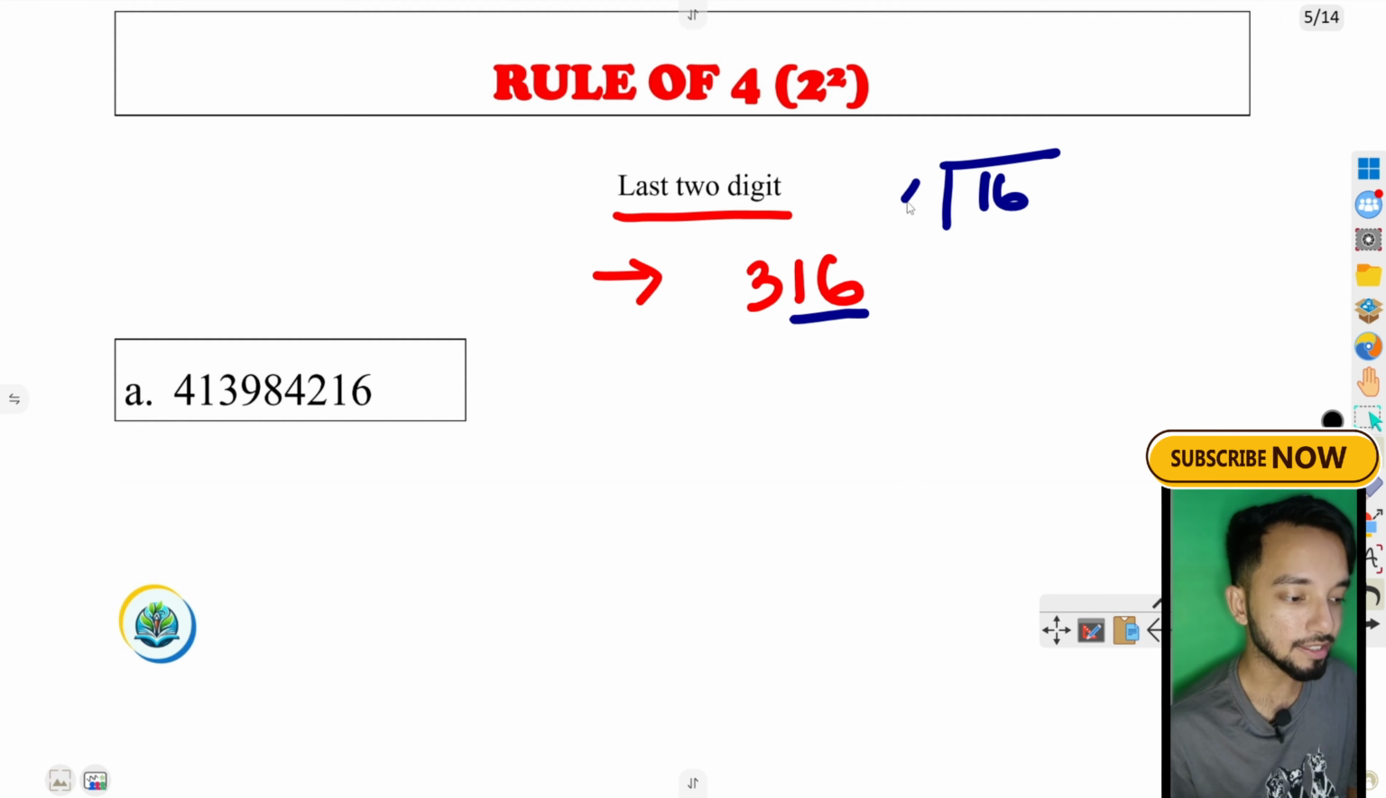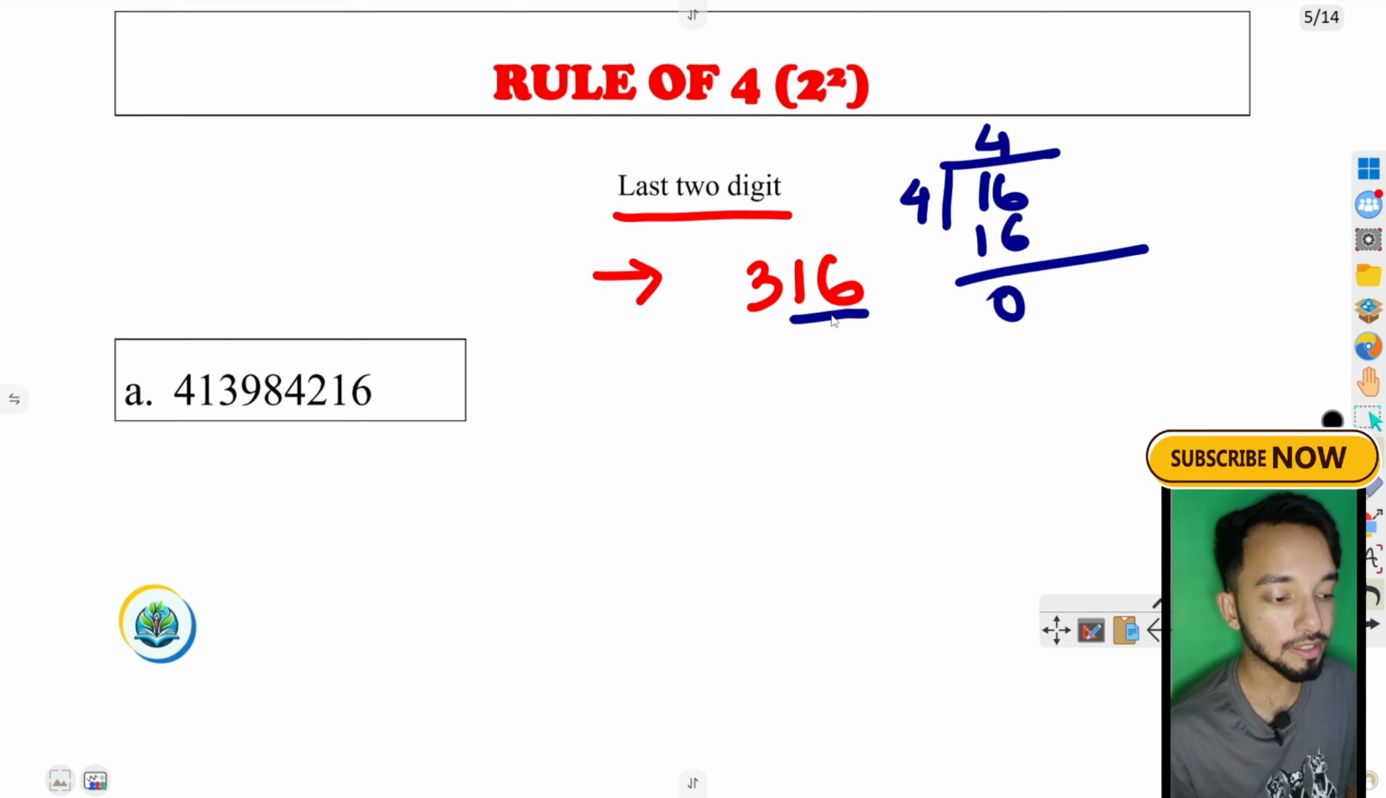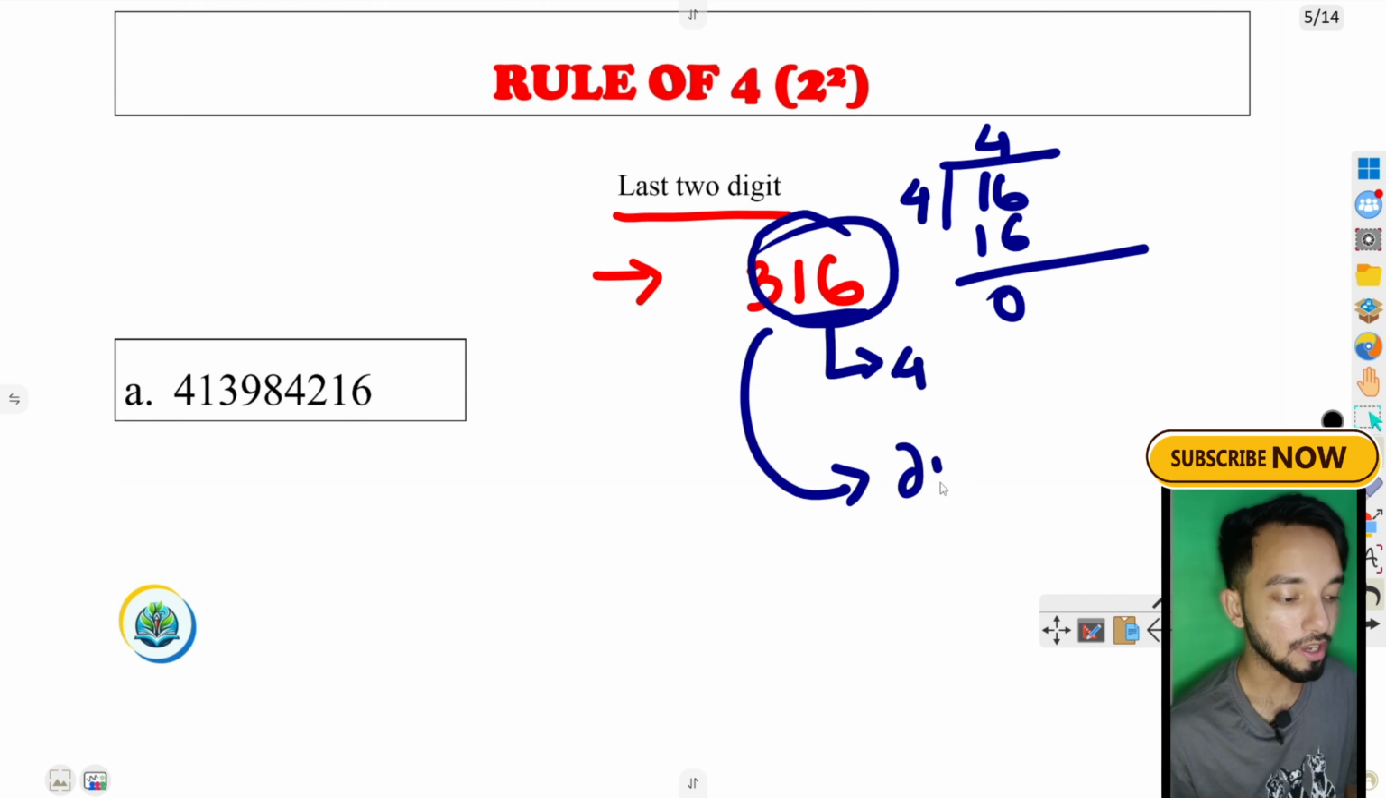The answer is yes. 4 4s are 16. Then we get remainder 0. So the last 2 digits are divisible by 4, which means this entire number 316 is also divisible by 4.